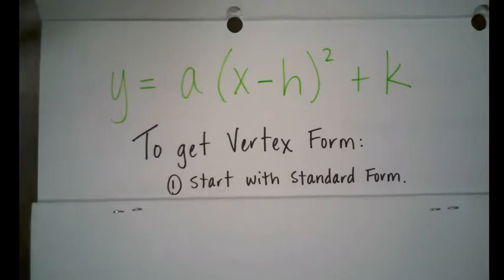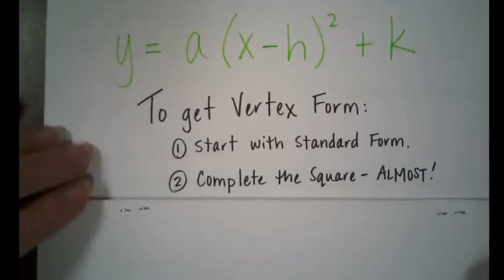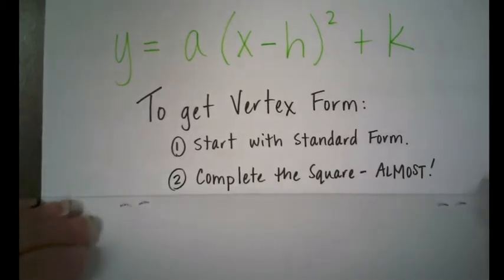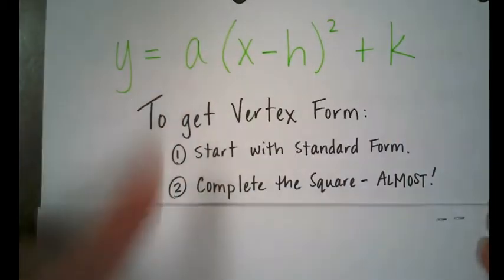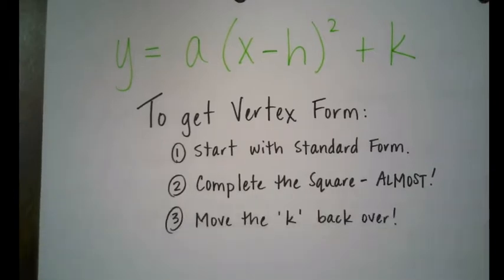And then the only other one would be if you wanted standard form, but you always have to start with standard form. And then we're going to complete the square almost. And that will make more sense in just a few minutes when we go to do an example. But we're not solving, we're just trying to write it in a different equation form. So we're not going to completely complete the square. We're going to go through most of the process. And then at the end, we're going to move the k back over. And again, this will make sense in just a few minutes when we go to do some examples.